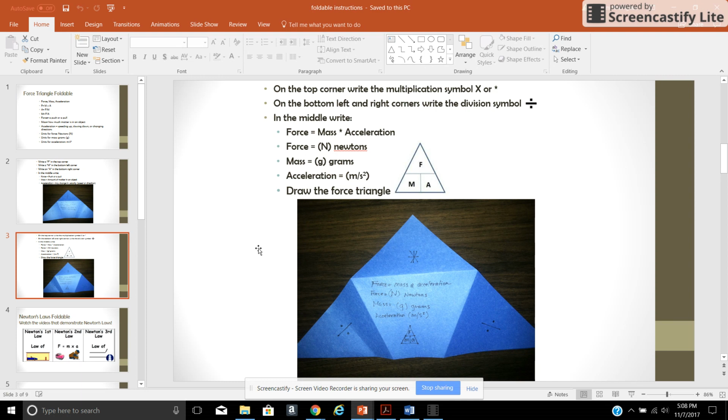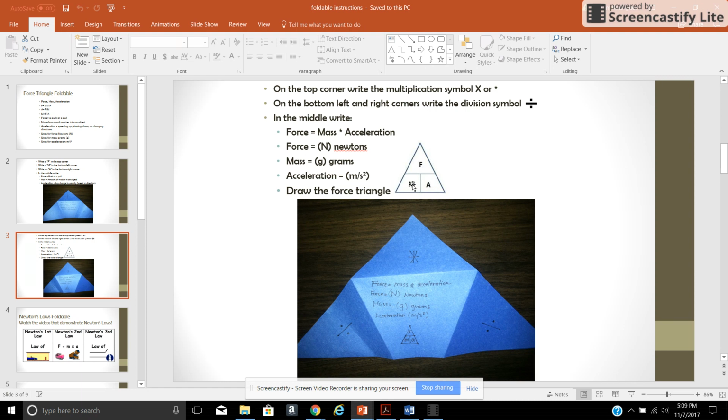And so if you need to catch up or go back and repeat any instructions, remember you can just pause the video and ask your teacher nicely to go back and help you. Otherwise, remember how we use the triangle. You cover up the variable that you're looking for. So if the word problem is asking you for force, you cover up force and you look at what's left, or you fold down the force part of your foldable. And what you're left with is M and A next to each other. So that means you multiply mass times acceleration.